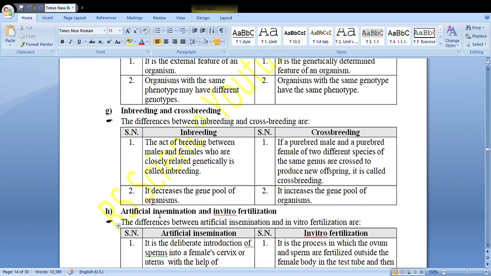Artificial insemination and in vitro fertilization.